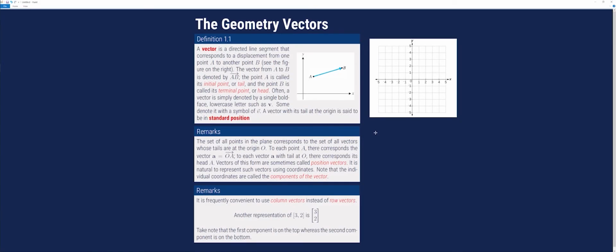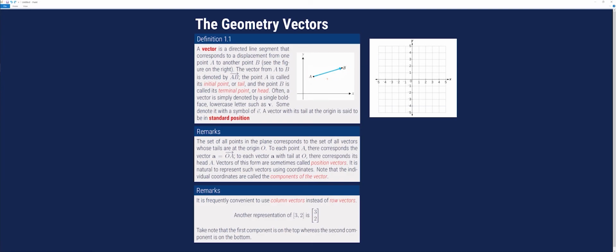Hi, in this video, we will discuss the geometry of vectors. We begin by considering the Cartesian plane with the familiar x and y axes. A vector is a directed line segment that corresponds to a displacement from one point, say A, to another point B. So we may consider this illustration. Notice that from point A, there is a displacement, and it goes to point B.